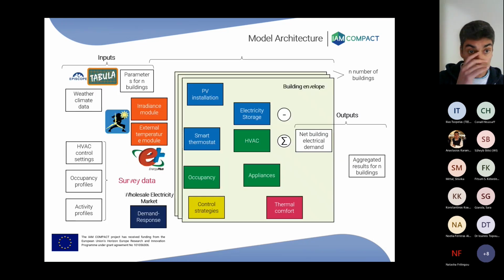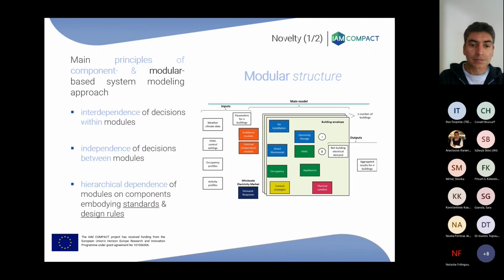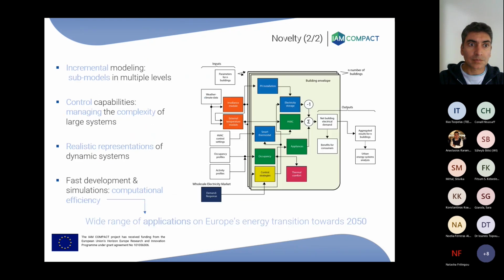So here you can see the overall model architecture and the modular idea behind it. The idea and the novelty is that we use this component modular-based modeling approach, to have independence of decisions between the different modules and components, and hierarchical dependence of modules when we design the different applications. This gives a lot of flexibility when it comes to different types of applications on the European transition to climate neutrality.